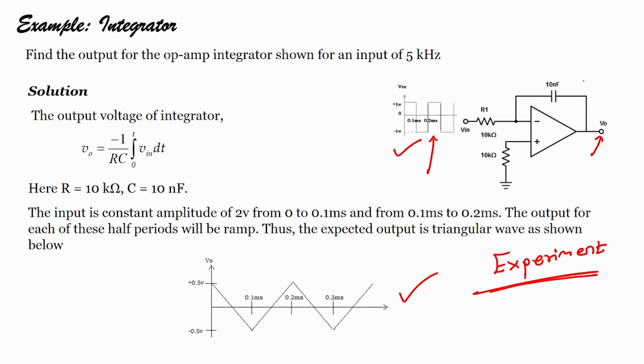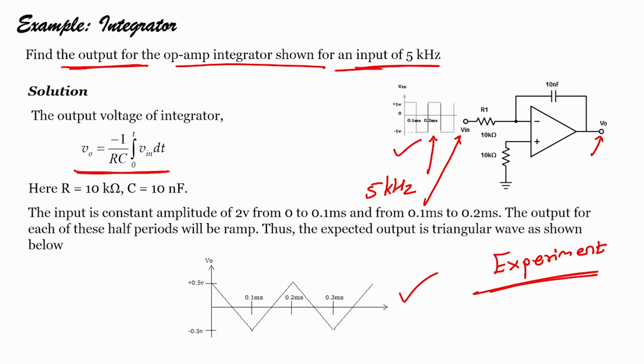So, for this particular problem, what are we asked to find? We are asked to find the output for the op amp integrator shown in the figure for an input of 5 kilohertz. So, if I apply the input of 5 kilohertz, I have to find the output voltage. We know this equation. Now, R equals 10 kilo ohm is given, C equals 10 nanofarad, again given. So, the input is constant, and the voltage is 2 volts peak to peak.